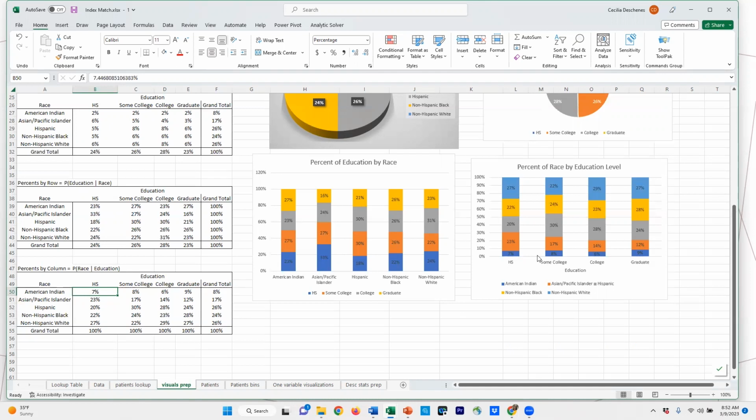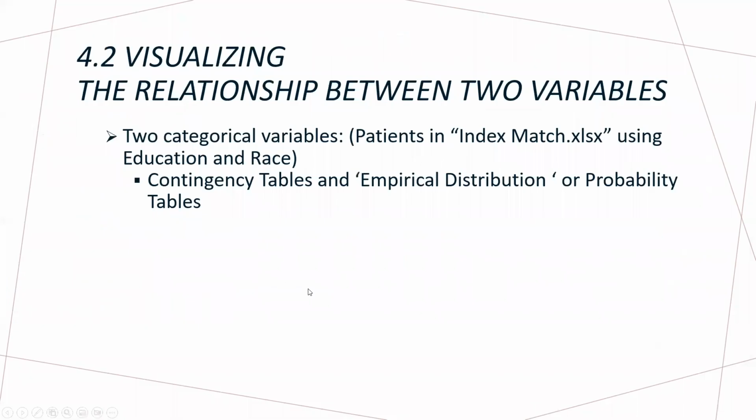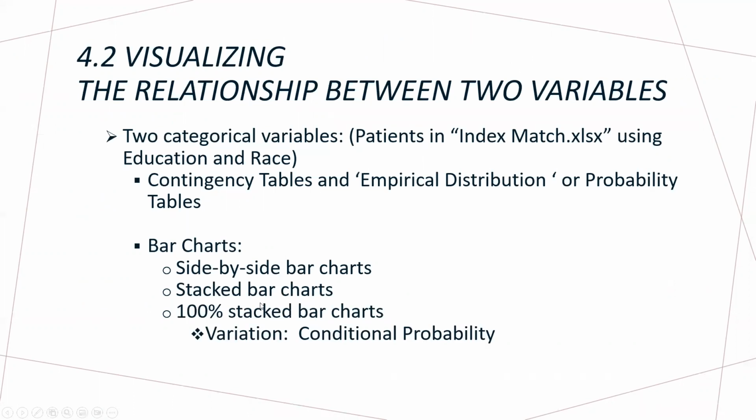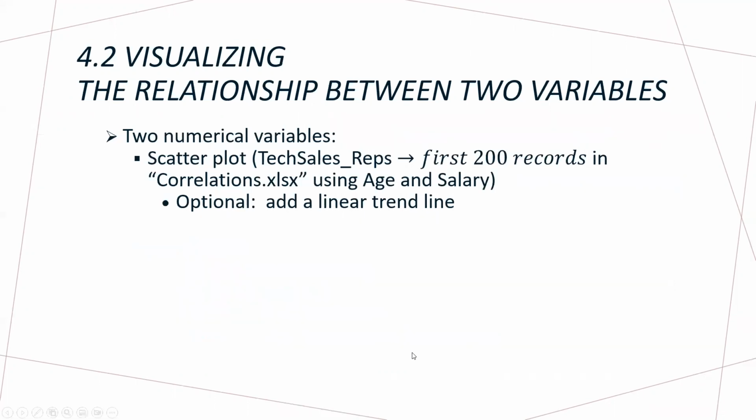And we created stacked bar charts in both cases using the data from each of these. So I'm just reviewing again, we made side-by-side bar charts, we made stacked bar charts, we made 100% stacked bar charts with the variation of doing a conditional probability. So that's everything we just finished reviewing.